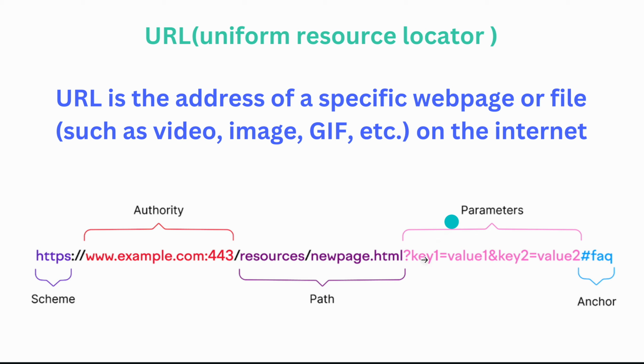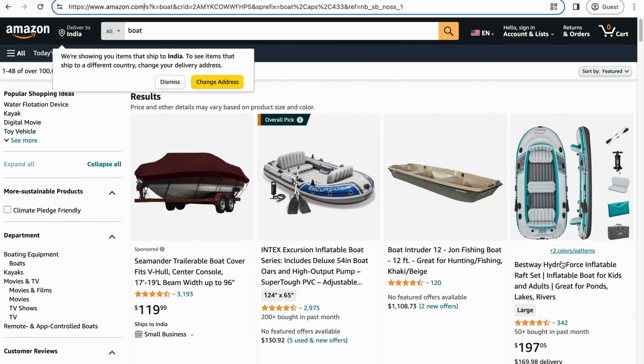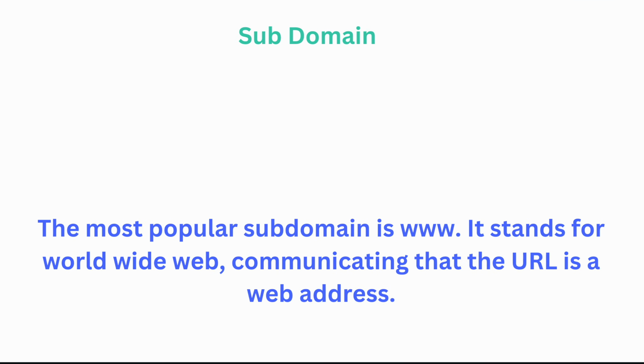If you're sending some request, you see there is a question mark, then there is key 1, value 1, then key 2, value 2. In this form, you can send the request to the server. You see here, question mark, then k equal to boat, so that the server can understand what request you are sending to the server. Clear? Yes, yes, sir.